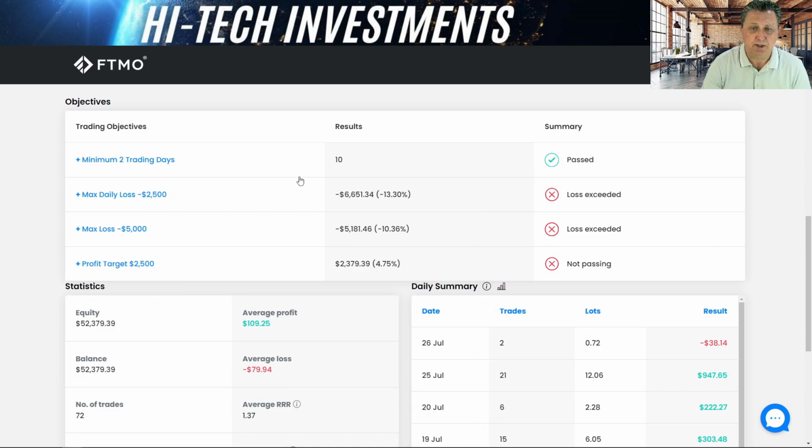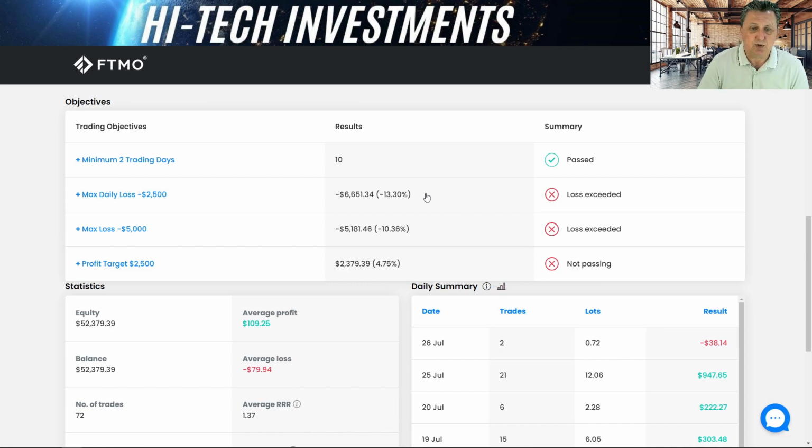If we have a look at the objective, again, minimum 2 trading days. We had 10, so we passed this one. Maximum daily loss was 2,500, and basically we blew right through this. Something very, very strange happened to the account here. In the last day, I know this has already been taken up also in the forum, we had a big minus of 6,600 or 13.3%. So we dropped out of that one.